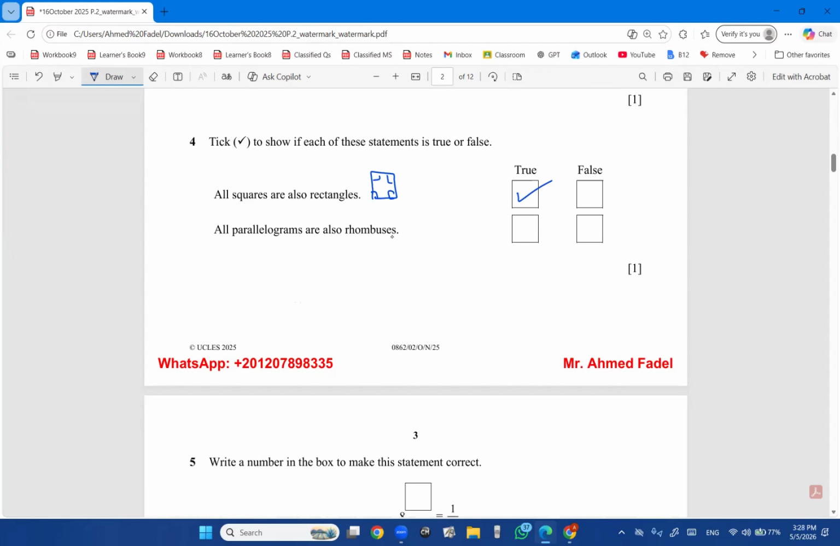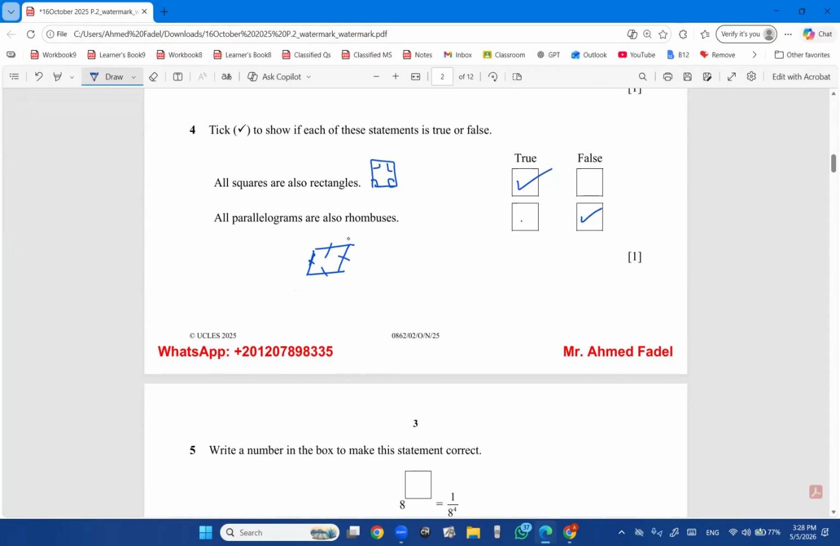All parallelograms are also rhombuses? No, false. Why, mister? Because parallelograms do not have all the sides equal like the rhombuses. They do not have all the properties of the rhombus. The rhombus has a property which is that the 4 sides are equal. The 4 sides must be equal. This is not the case with a parallelogram. So it is false. But you can say that all rhombuses are actually parallelograms. Yes, all rhombuses are parallelograms.